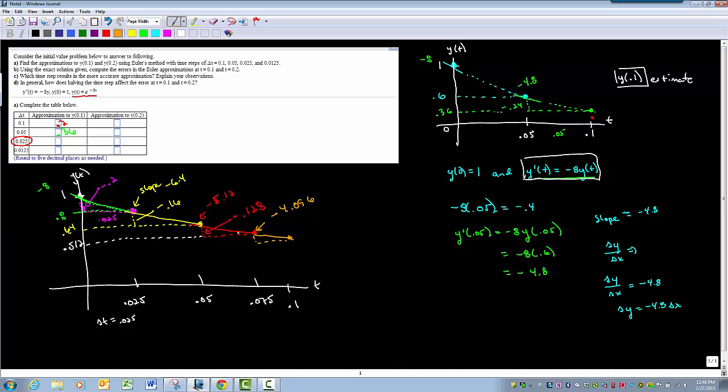negative 4.096 times 0.025, which gives me a drop down value of negative 0.1024. So we'll subtract that from this, and we'll get a height value of 0.4096.